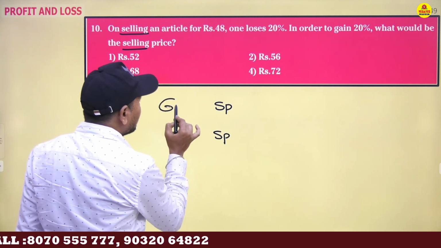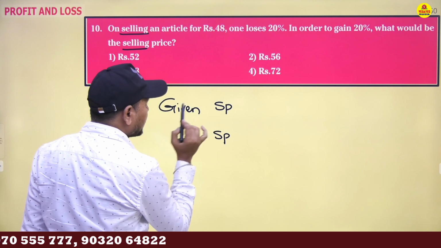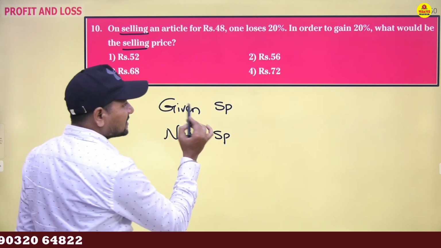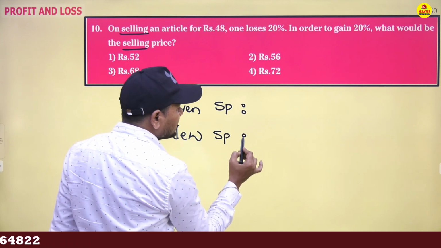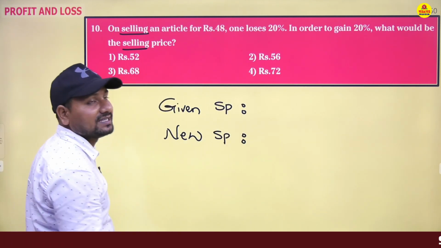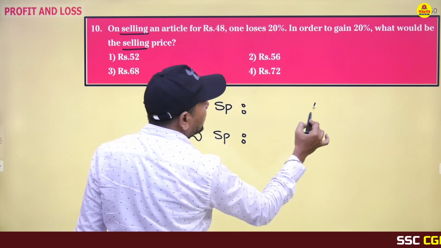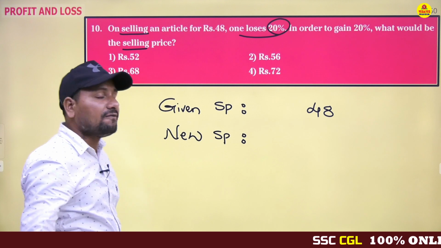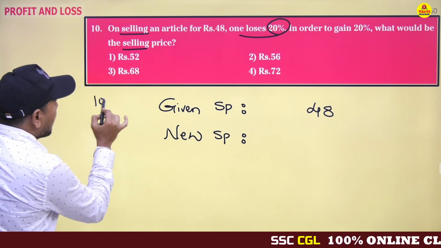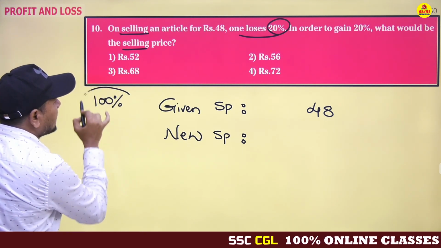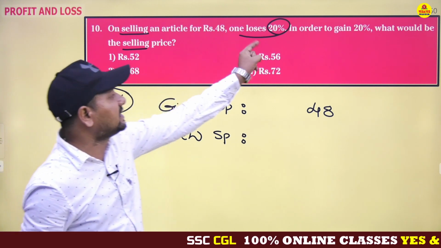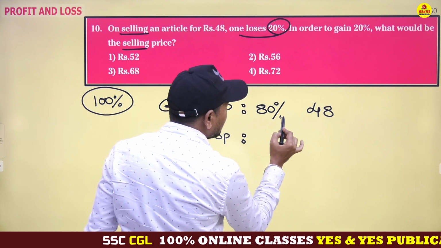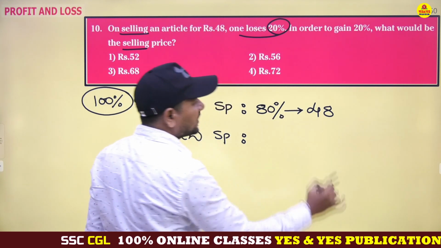Given selling price, and you need to calculate the new selling price. The given selling price is 48 rupees, with a loss of how much percentage? 20%. We know that the cost price is always equal to 100%, and a 20% loss means the product is sold for 80%. 80% is equal to 48 rupees.